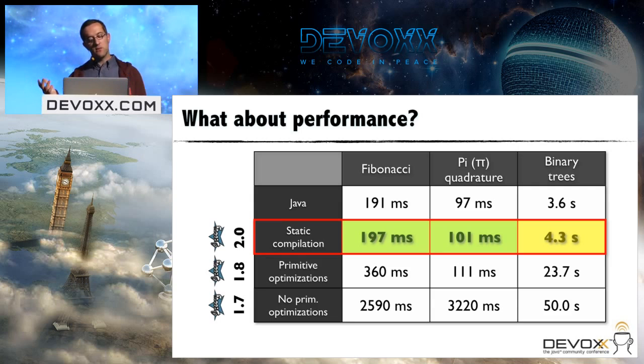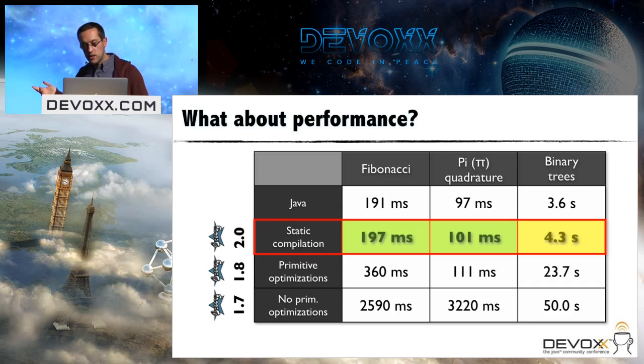With Groovy 1.8, we added some primitive optimizations so that we generate the same kind of bytecode as javac for the primitive type calculation. So you already got some pretty good figures. And then with static compilation, we get pretty much the same performance as with Java, except in the binary trees example, but we're working on that.